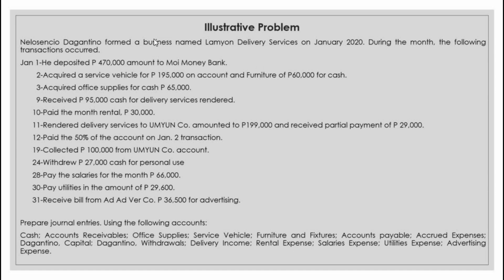So during the month, the following transactions occurred. So you have here transactions from January 1 until January 31. The requirement is you prepare journal entries using the following accounts. So you are already given the account titles that you are going to use in recording our transactions. If this is a more formal listing of the account titles, we can term this as chart of accounts.